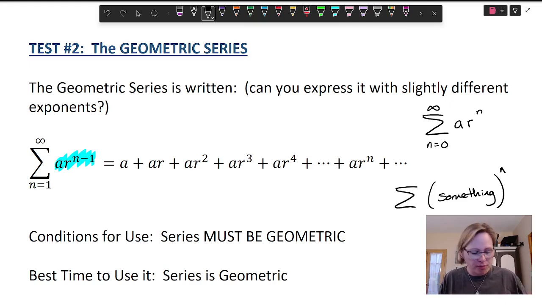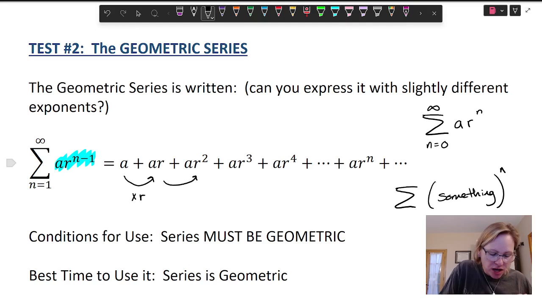Now, what a geometric series does is it takes these terms, and to get the next one, we're multiplying by something called the common ratio. So if we write out the terms of a geometric series, we're multiplying by this value of r. So we have a plus ar, and then each time we're multiplying by r to get the next term. That's where the r squared, the r cubed, and so on and so forth come from.